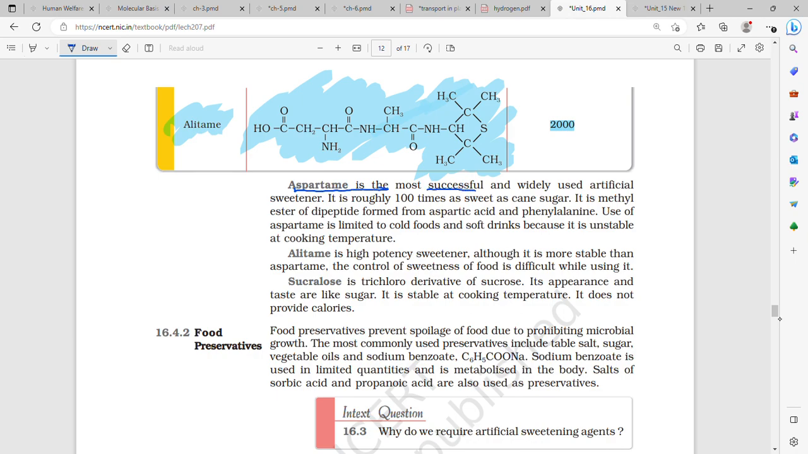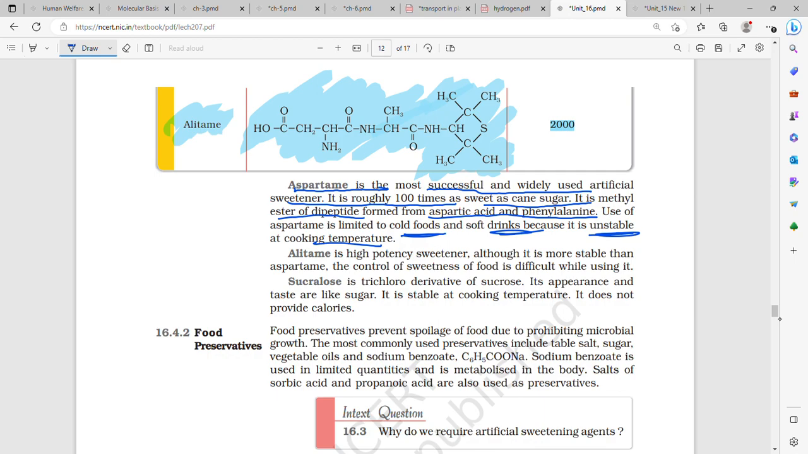Okay, aspartame is the most successful and widely used artificial sweetener. It is roughly 100 times as sweet as cane sugar. It is the methyl ester of a dipeptide formed from aspartic acid and phenylalanine. Use of aspartame is limited to cold food and soft drink. Why? Because it is unstable at cooking temperature.